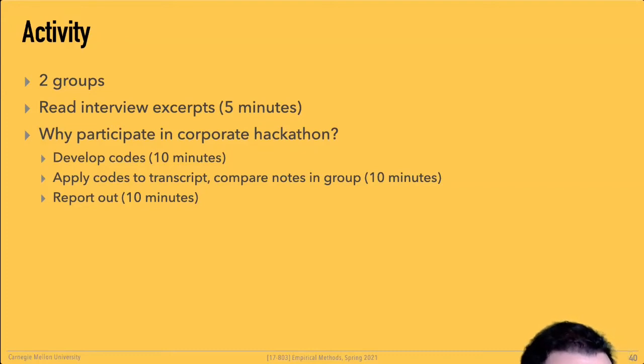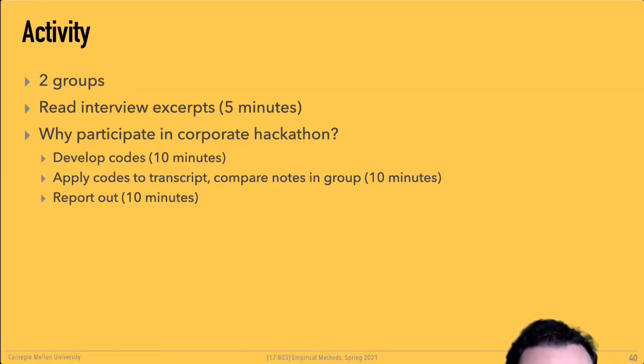Here. So if you go to the qualitative analysis folder, there's a PDF with the transcripts there. What I'd like to ask you to do is, and we have to adjust the times a little bit because we don't have as much time as I budgeted here. So how about we, instead of reading all the transcripts there, we just read the first one or two and try to answer this research question. Why do people participate in corporate hackathons? That's the research question for this study.